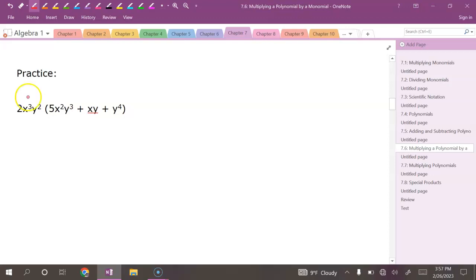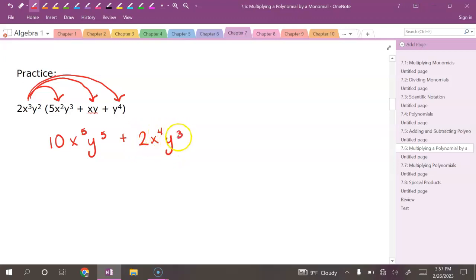Okay, so I would have started by distributing. And I got 10 x to the fifth, y to the fifth, plus 2 x to the fourth, y to the third, and then plus 2 x to the third, y to the sixth.